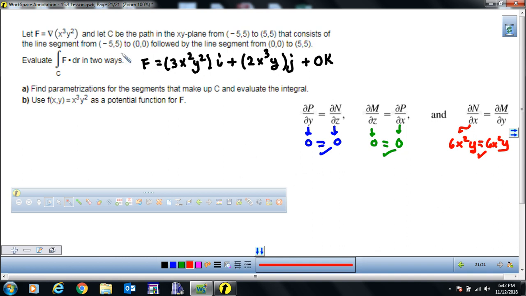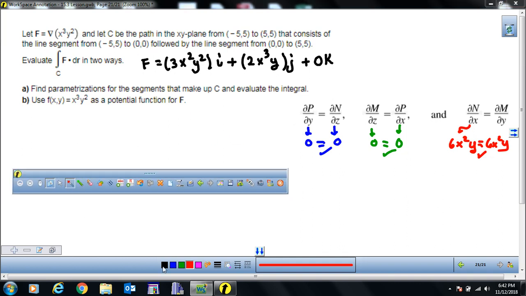So, since this is a potential function of this field, one thing that we can do, and that's what they want you to do on letter B, is evaluate this integral directly. Instead of going from -5, 5 to 0, 0, and then from 0, 0 to 5, 5, we can just evaluate it directly to this potential function, from -5, 5 to 5, 5 directly, because this integral is exact. This proves that the differential is exact.